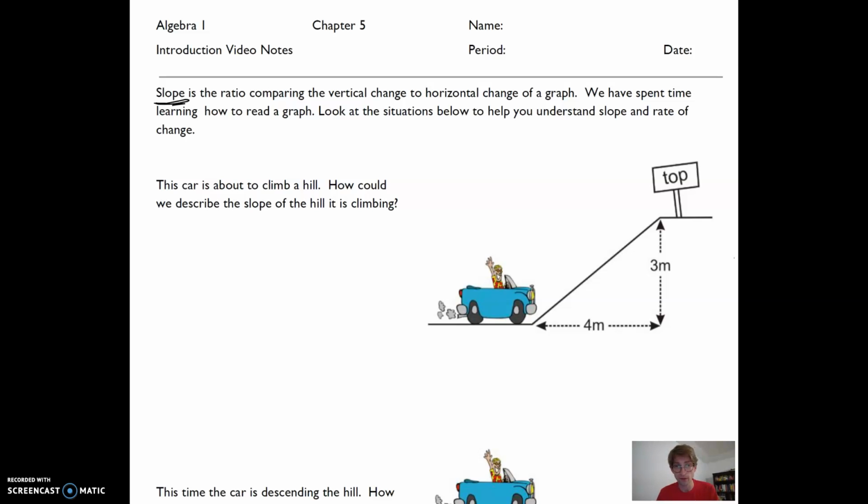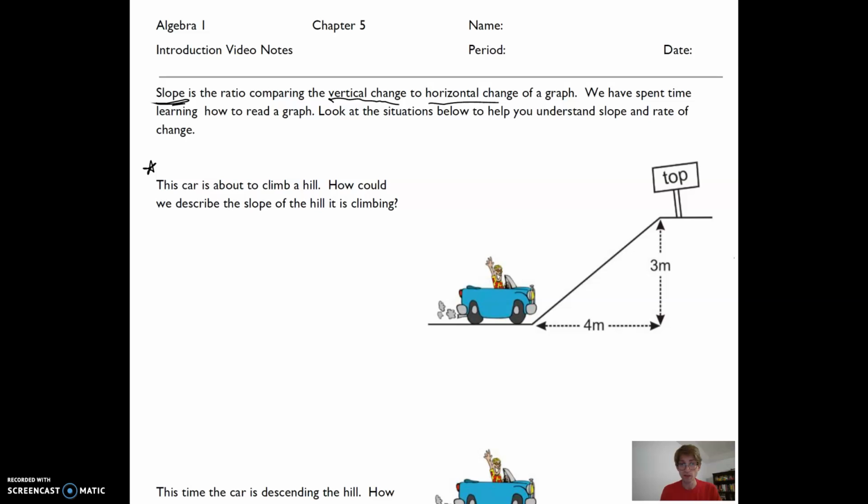So slope is the ratio comparing the vertical change to the horizontal change of a graph. What we have been doing is looking at a bunch of functions and how to graph them, thinking about how they're changing, and now we're going to have this word that I'm sure you're probably familiar with to talk about this stuff. Looking at this first example, the car is about to climb a hill. How could we describe the slope of the hill as it is climbing?